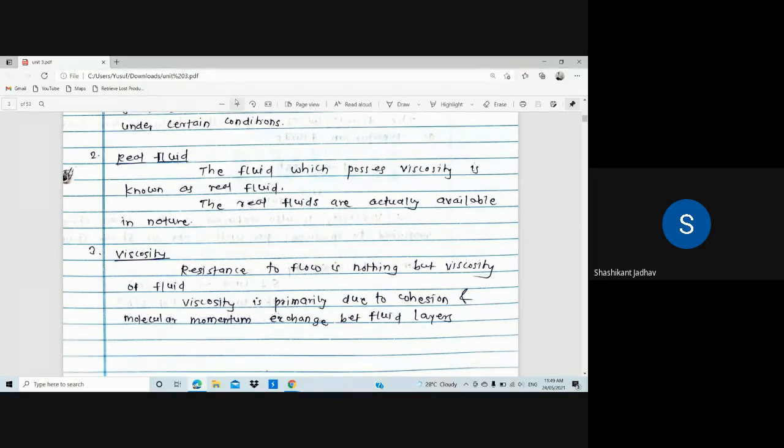Then write down the third point, that is viscosity. Okay, so what is viscosity? Can anyone tell me what is meant by viscosity? Resistance to flow.